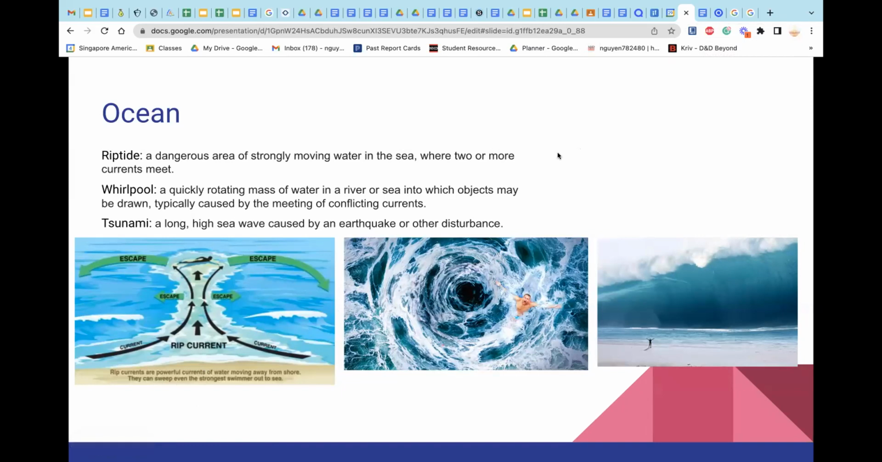And then we have a whirlpool, which is a quickly rotating mass of water in a river or sea into which objects may be drawn, typically caused by the meeting of conflicting currents. So the picture in the middle, that's a whirlpool. Also dangerous. And then finally, we have tsunami, which is a long, high sea wave caused by earthquake or other disturbance. Rare, but also extremely dangerous. Quite a lot more dangerous than the other two, because it could level cities. Questions? Going once, going twice. No, okay.